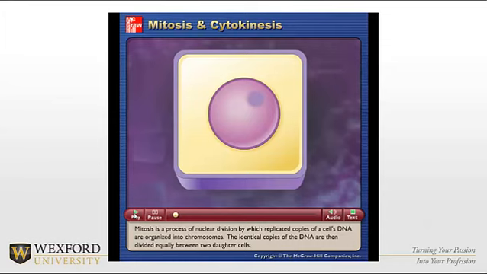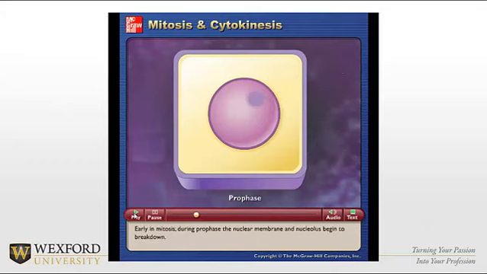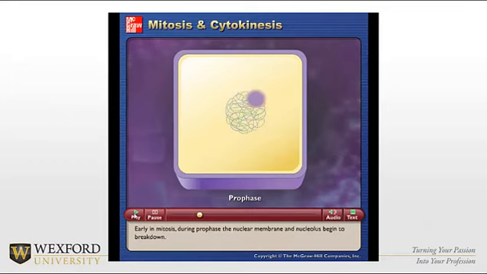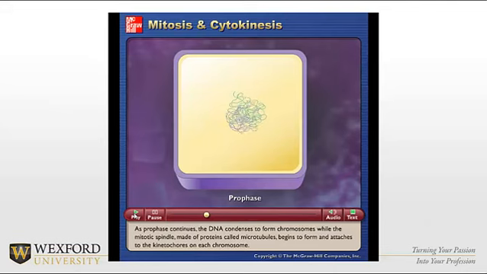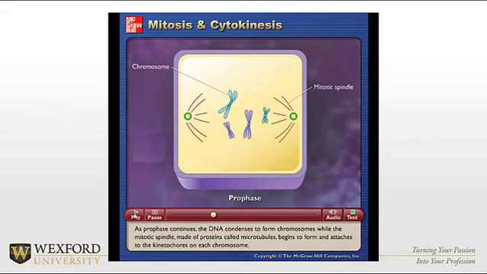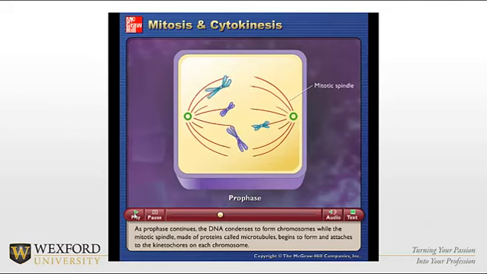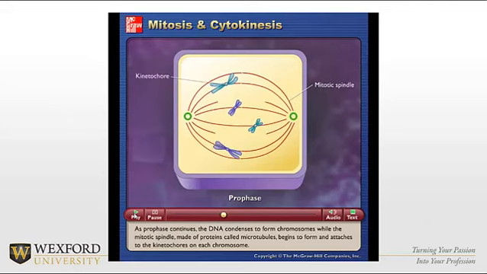Mitosis is a process of nuclear division by which replicated copies of a cell's DNA are organized into chromosomes. The identical copies of the DNA are then divided equally between 2 daughter cells. Early in mitosis, during prophase, the nuclear membrane and nucleolus begin to break down. As prophase continues, the DNA condenses to form chromosomes while the mitotic spindle, made of proteins called microtubules, begins to form and attaches to the kinetochores on each chromosome.